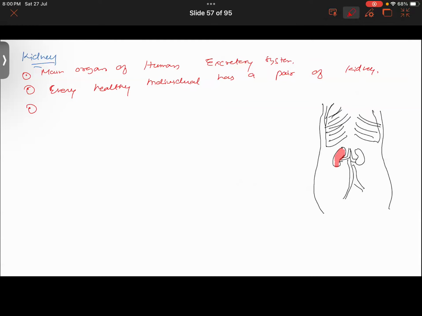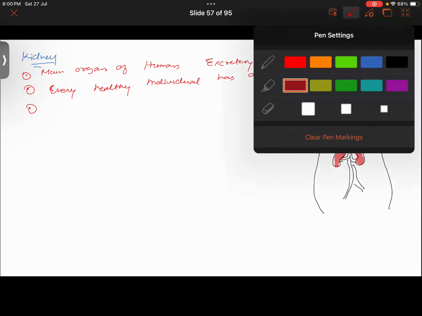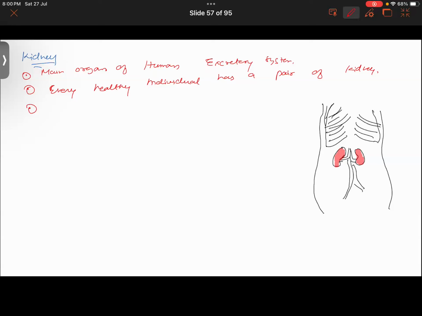You can notice that this kidney is present on each side of our body, just beneath the rib cage. Or we can say that they are located on each side of the spine, in the middle of it. You know about the backbone, right? So it is situated on both sides of the backbone or the spine. We can see that also. So it's the main organ of the excretory system.